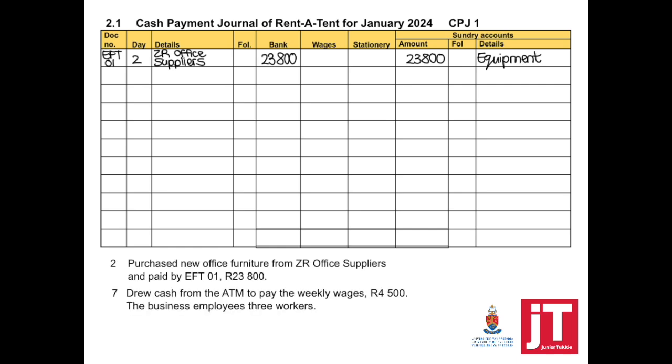On day 7, drew cash from the ATM to pay the weekly wages, 4,500. The business employs 3 workers. They didn't say each worker earns 4,500. They just said paid the weekly wages, and then they told us how many workers we do have. So we start with the source document. We drew cash, so we can write ATM as our document. On day 7, because there's no name, this will be cash. How much? 4,500. For what reason? For wages.